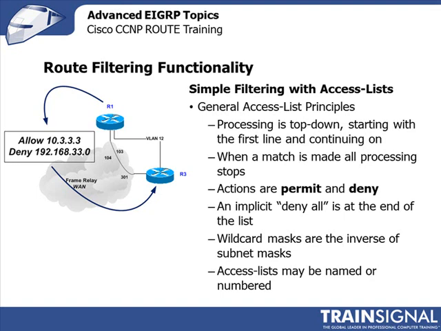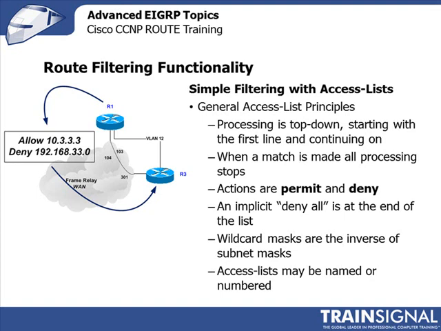The actions of an access list are permit and deny. If you're actually doing packet filtering, it's whether to allow it or to discard it. In the case of filtering, it's whether to allow it or not allow it. At the end of an access list is an implicit deny all. I think it's a good process to put that in manually so it's a reminder.